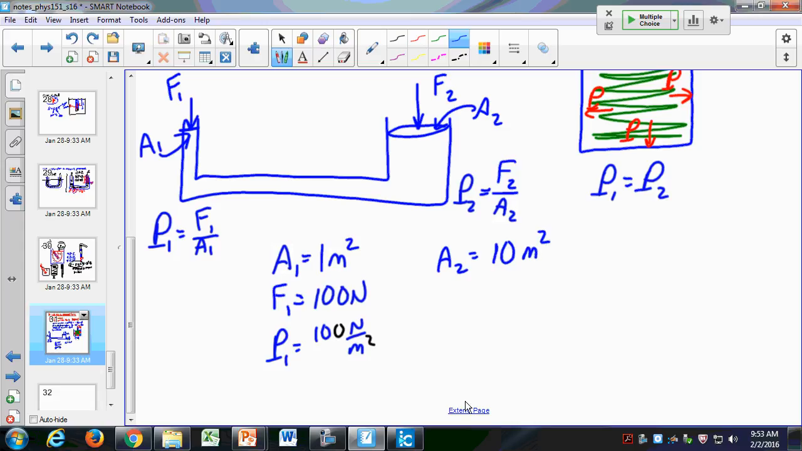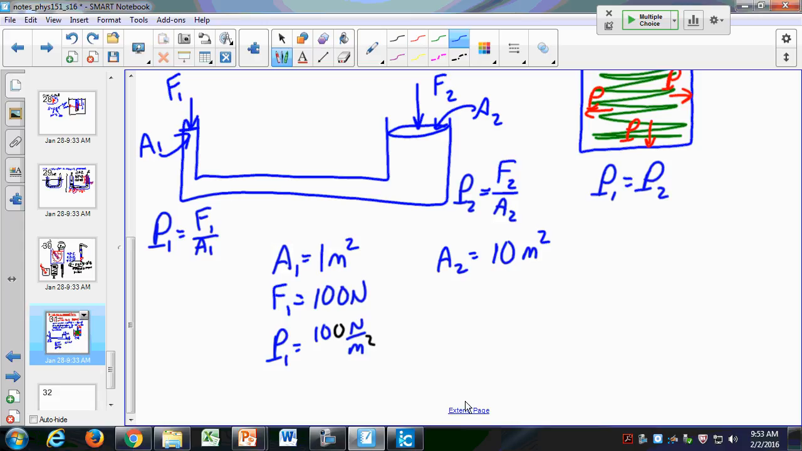It has a bigger area. Do you think that F2 is going to be bigger, smaller, or the same as F1? Am I going to get a bigger force out of that bigger piston or a smaller force? It's not going to be the same. It'll be bigger or smaller? What do you think?